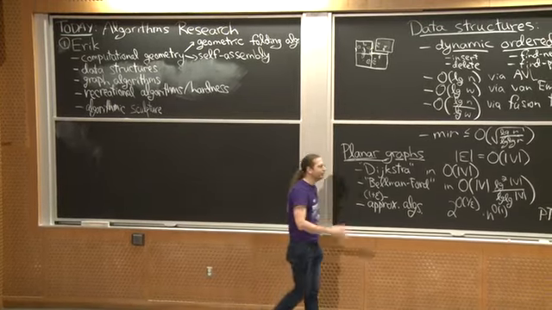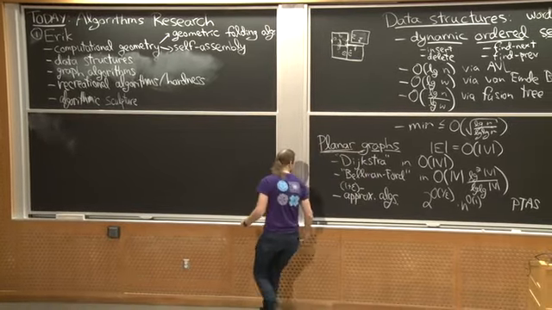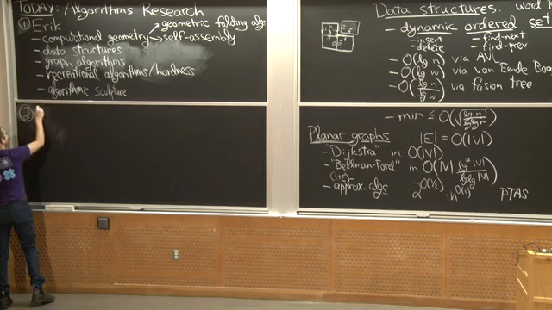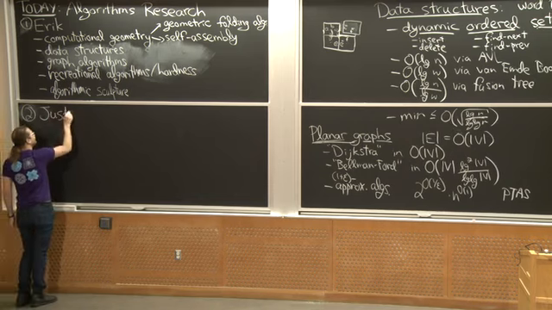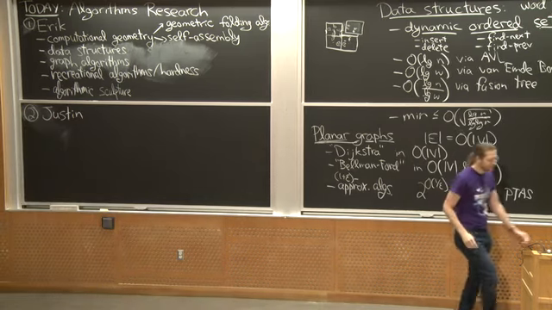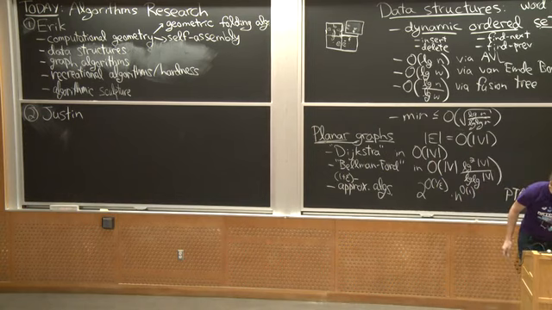And now we have Justin. I left you space here for your outline. You don't have to. But I'll put your name up. Thank you. So Justin is also a geometer. Yeah, we got a lot of geometry people in 006 this semester.